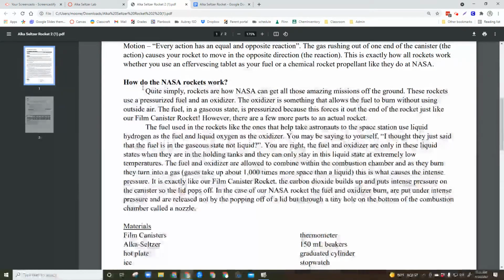All right. Quite simply, rockets are how NASA can get all those amazing missions off the ground. These rockets use a pressurized fuel and an oxidizer.